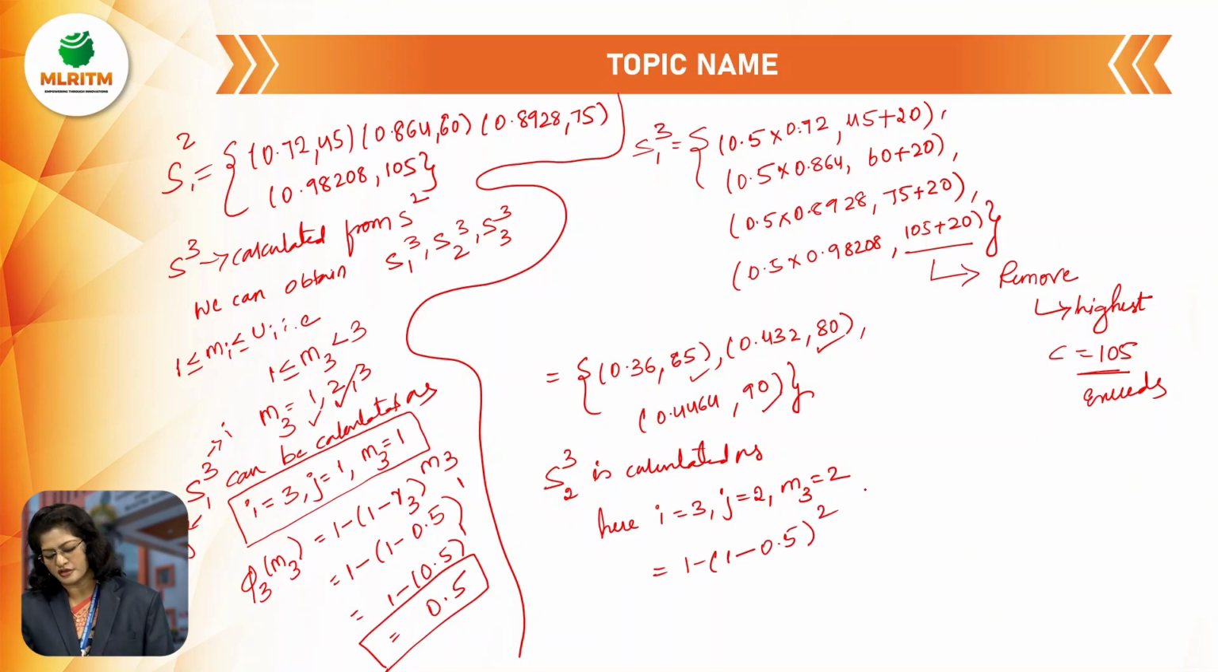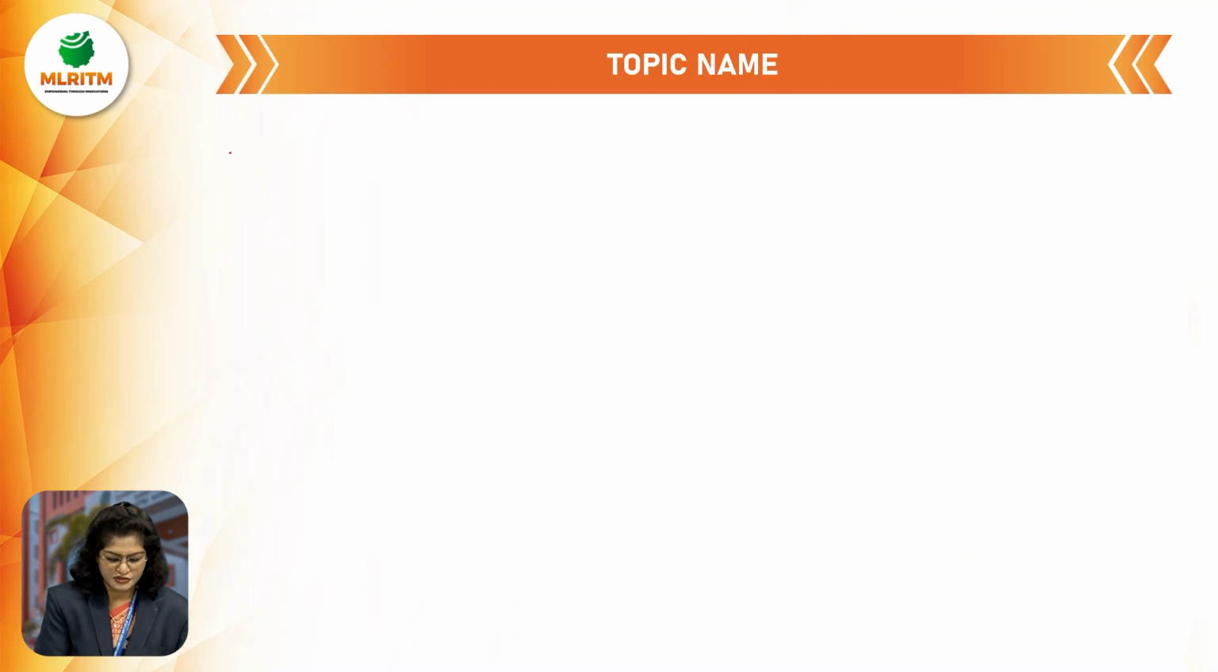Now you need to write here what? 2. Already 1 completed. Now we are moving on to the M3 value, that is 2. So square, you are going to get 1 minus 0.25, that is 0.75. Alright, so this we got here. Again now we need to calculate with the 0.75 with S2 final value.